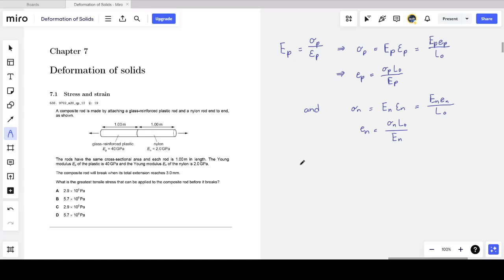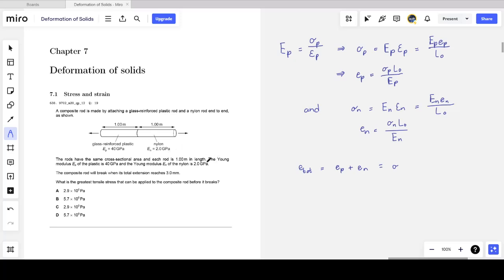Now the total extension of the entire rod is the extension of plastic plus the amount that the nylon end is going to extend. And this is equal to sigma, and I've dropped the subscript n and p. Why is that so? Because the stress that's going to be felt on the nylon end is the same stress that's going to be felt on the plastic end.